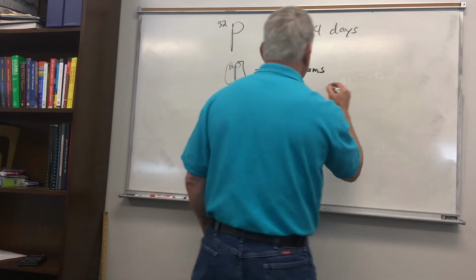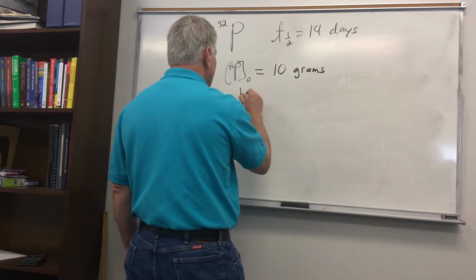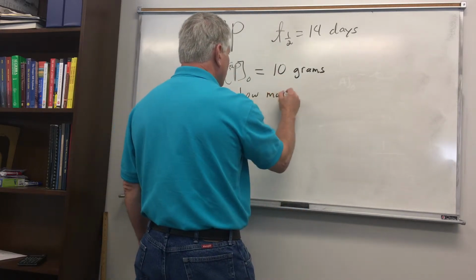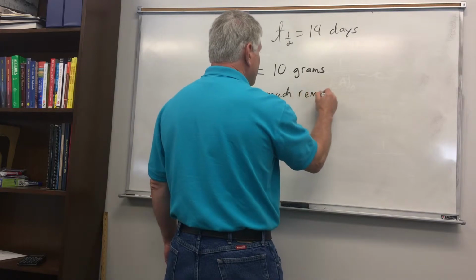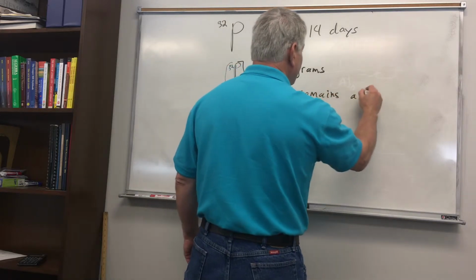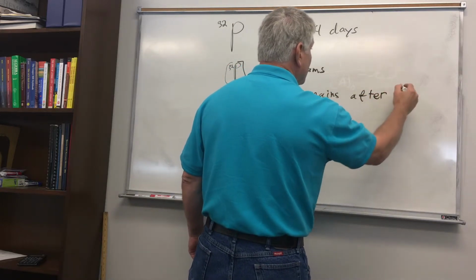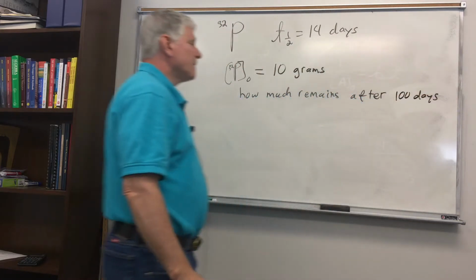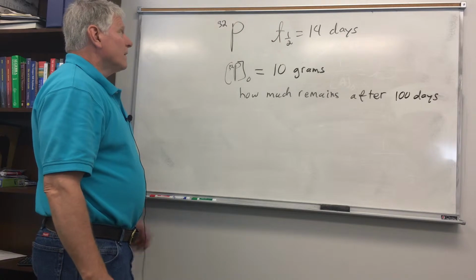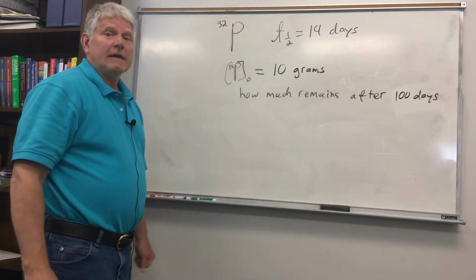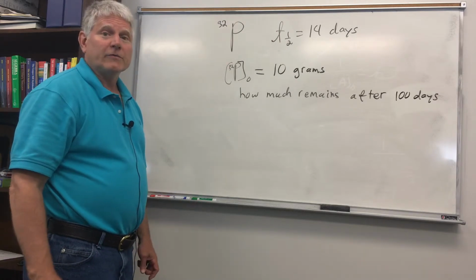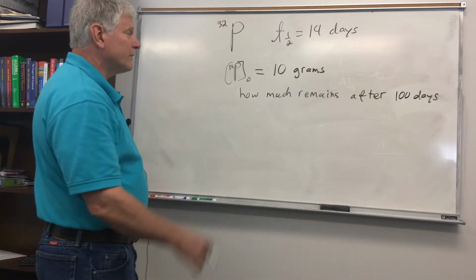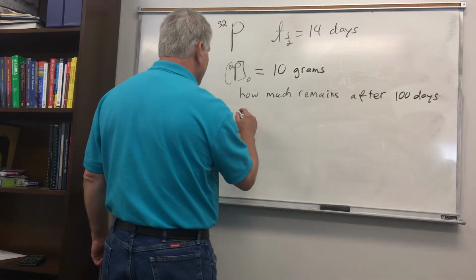And we want to know how much is left after 100 days. Okay, this is radioactive decay. So radioactive decay is first order. So we know which equation to use, the first order equation.